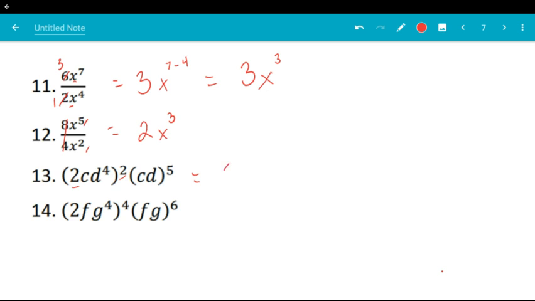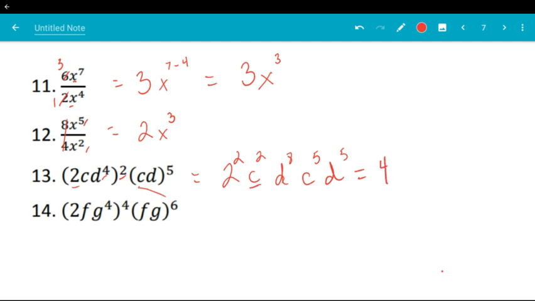So 2 gets raised to the 2nd power. C gets raised to the 2nd power. D to the 4th gets raised to the 2nd power, which means when I'm raising a power to a power, I need to multiply. And that becomes D to the 8th power. I then have a second set of parentheses that is being raised to the 5th power. And then lastly, to simplify all the way, 2 squared is 4.